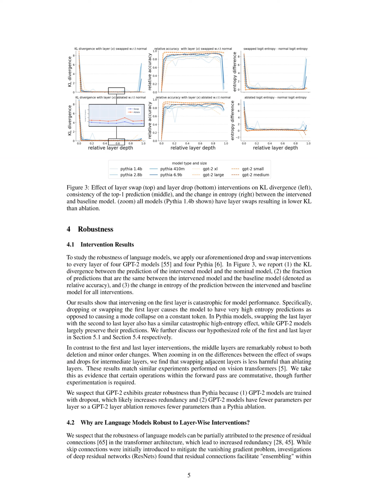The results show that intervening on the first layer is catastrophic for model performance, causing very high entropy predictions. Swapping the last layer with the second-to-last layer in Pythia models also has a similar catastrophic effect. However, GPT-2 models largely preserve their predictions when subjected to interventions. The middle layers are found to be remarkably robust to both deletion and minor order changes.